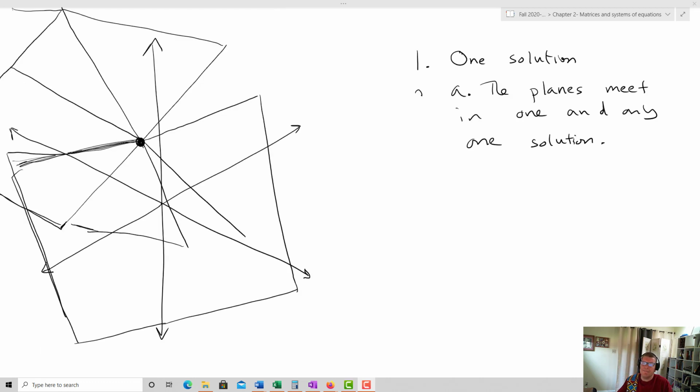The second is to think about one solution. In the case of one solution, this is probably the easiest one to think about, we have the planes meeting in one and only one solution, or one and only one point, okay? So the solution for one solution is characterized as a point, right? We say that its solution is called a point.